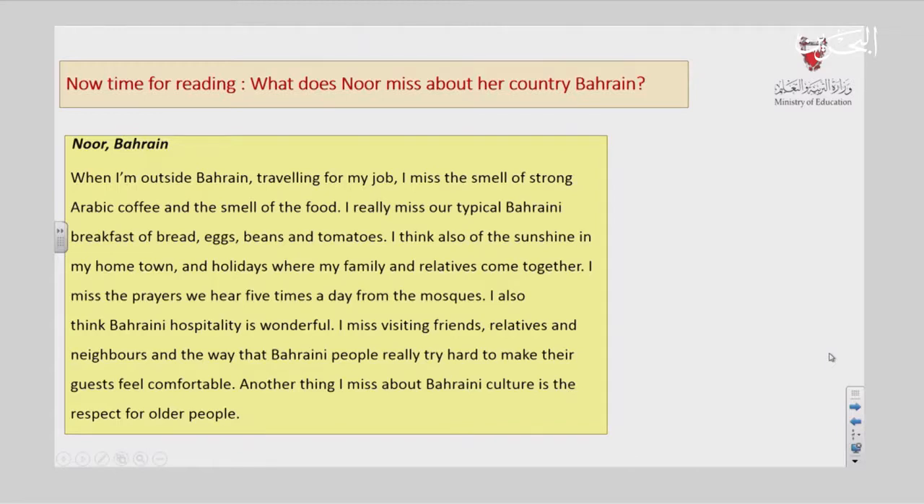I miss the prayers we have 5 times a day from the mosques. I also think Bahraini hospitality is wonderful. I miss visiting friends, relatives, and neighbors, and the way that Bahraini people really try hard to make their guests feel comfortable. Another thing I miss about Bahraini culture is the respect for older people.